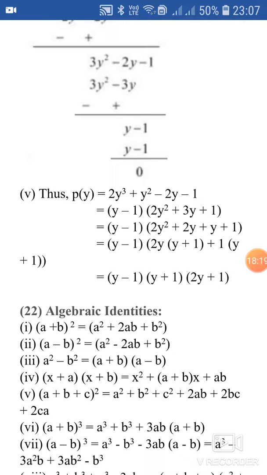When we split the middle term, for 2y square and 3y the factors are 2y and y. We take 2y common, y plus 1, plus 1 common, y plus 1. Hence the three factors: the first one is y minus 1, then y plus 1, and then 2y plus 1. Please try this question. I know it's going to be a little bit difficult for you, but please practice this.